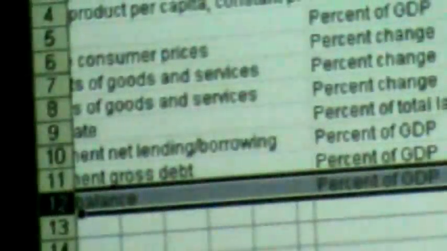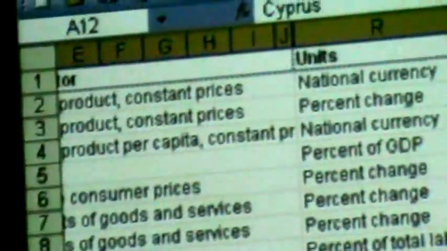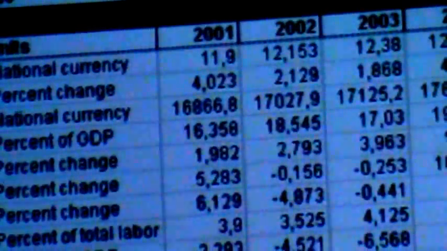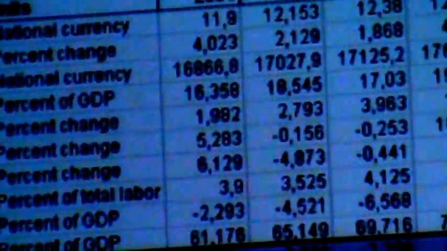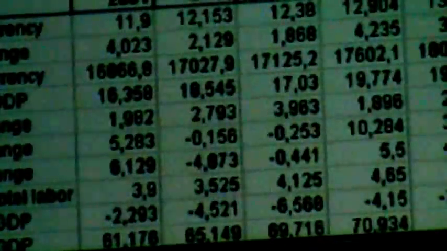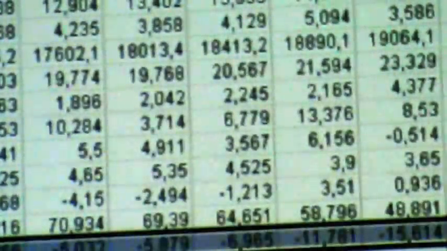Oh, per capita. The next one is per capita. You see 18, 19, 18, 17, 17. We see that the standards of living also haven't been falling. In other words, it appears that over the last 4 years, the economy of Cyprus has not been affected too much. Let's see what's the next one. Next one is investment.